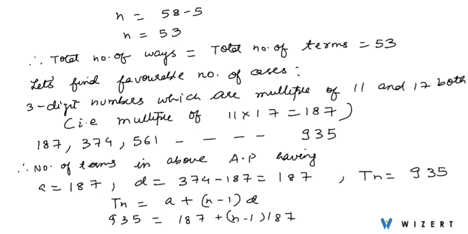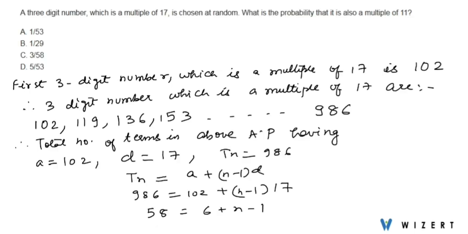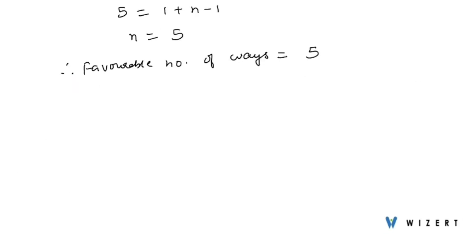Why? Because for the favorable number, we have to find the 3-digit numbers which are multiples of 11 and 17 both, because we have to find the probability that it is a multiple of 17 and also a multiple of 11. So this is our favorable number of cases. Now we can find out the probability.